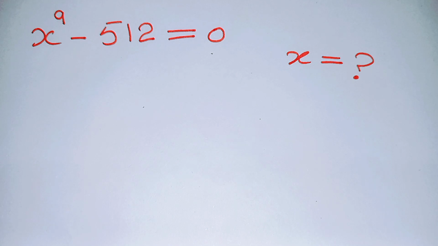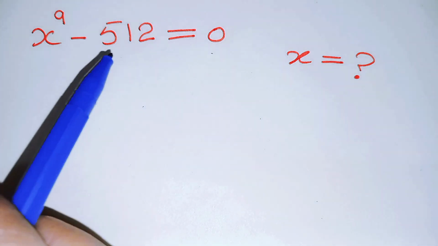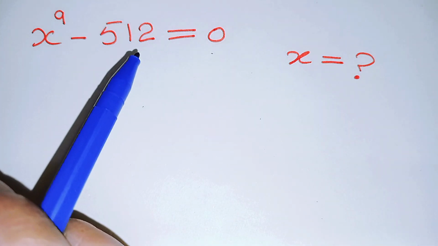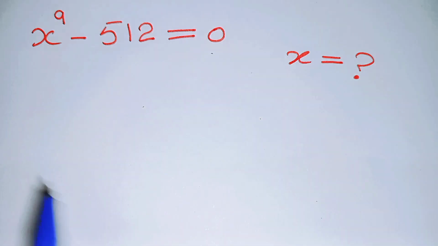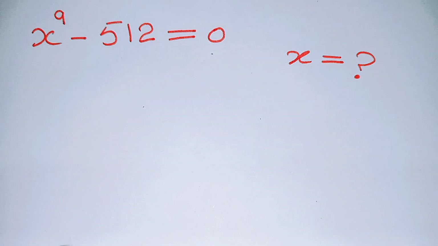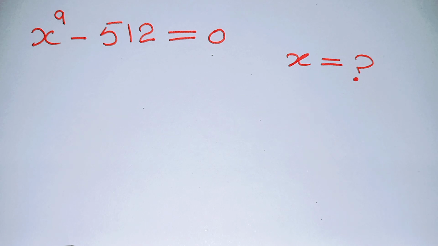And here we learn today a maths Olympiad question, which is a 9-degree polynomial equation, and the question is x to the power of 9 minus 512 is equal to 0. And here we will find all the roots of x, and we have to solve for the real root and the imaginary roots in the question.